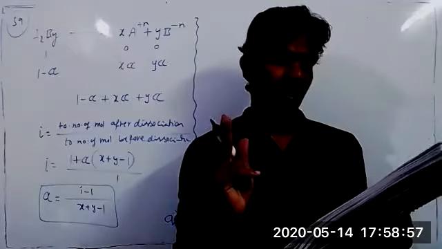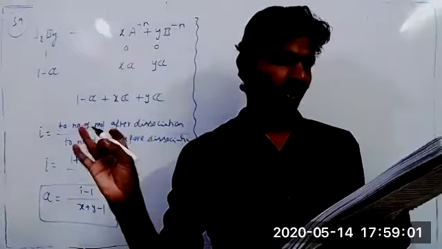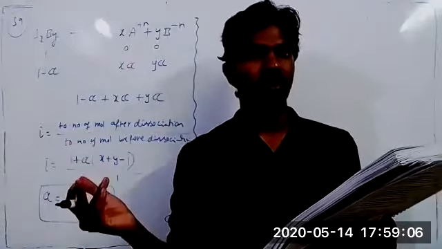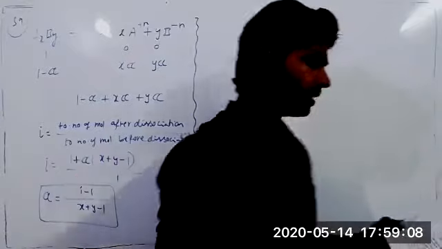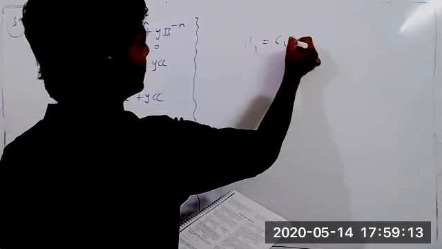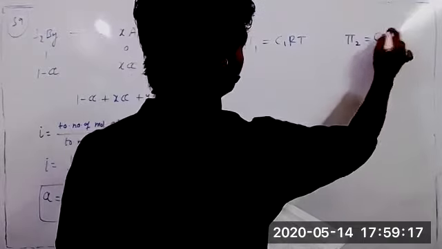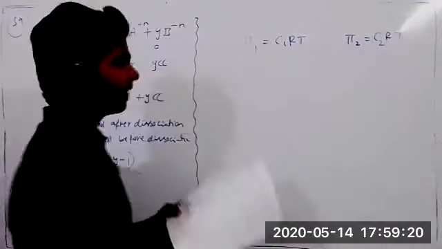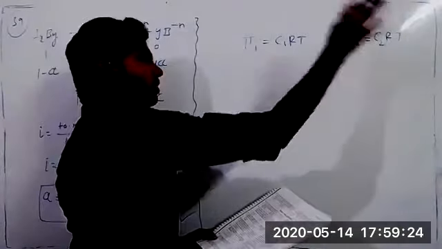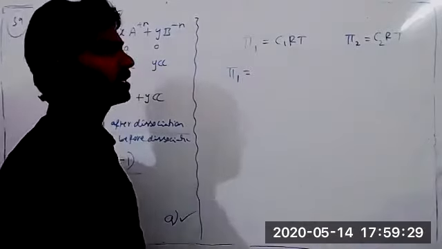See, two solutions are given. One is the sugar solution, another one is the unknown solution. The sugar solution percentage is given, we know the molar mass of sugar, but for the unknown solute, the molar mass we have to calculate. So first of all, take pi 1 is equal to C1 RT, pi 2 is equal to C2 RT. Pi 1 applies for the sugar solution and pi 2 applies for the unknown solution.